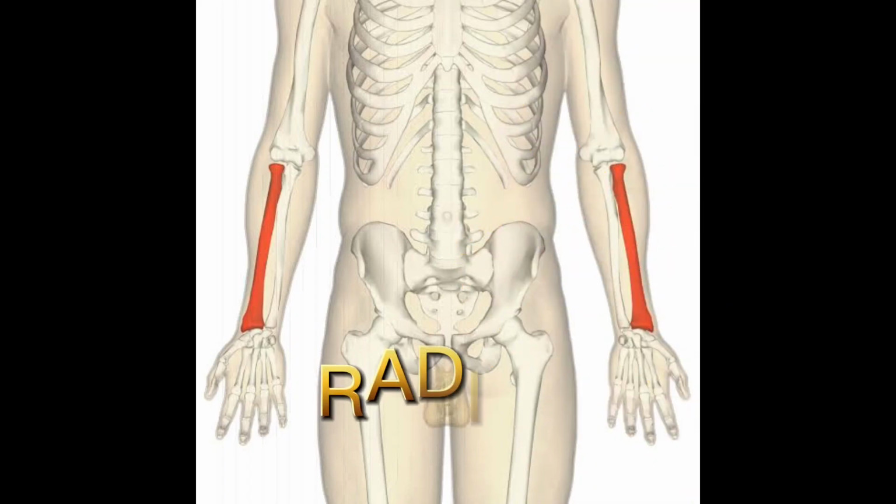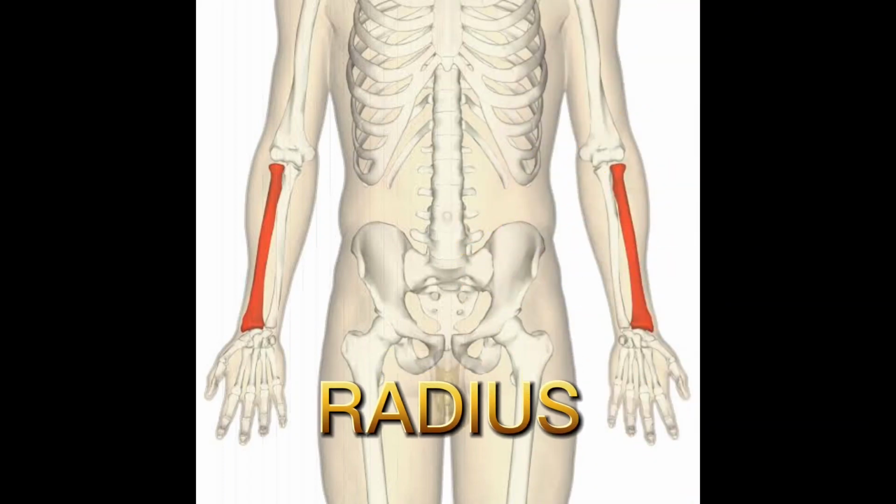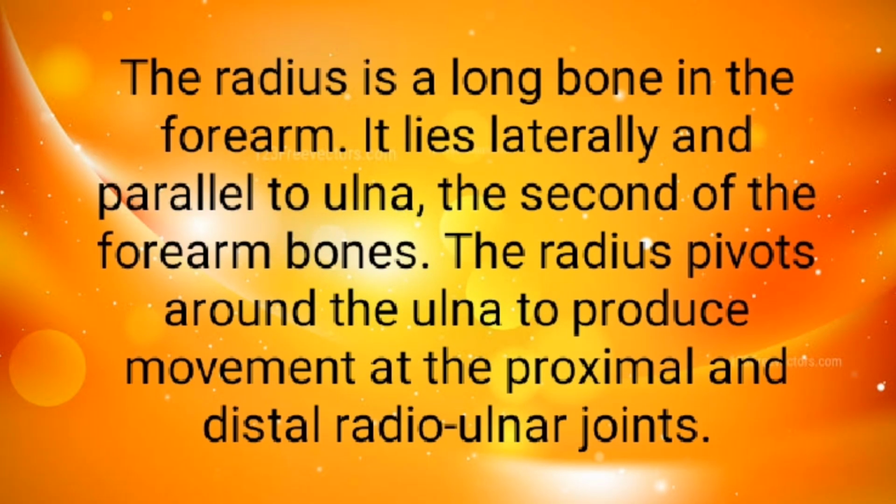The fourth one is the radius. The radius is a long bone in the forearm. It lies laterally and parallel to the ulna, the second of the forearm bones. The radius pivots around the ulna to produce movement at the proximal and distal radio-ulnar joints.